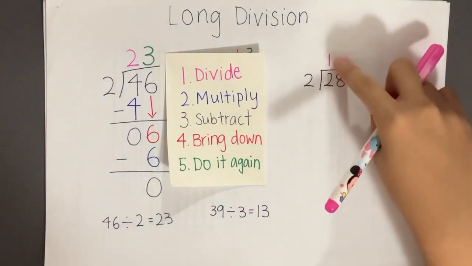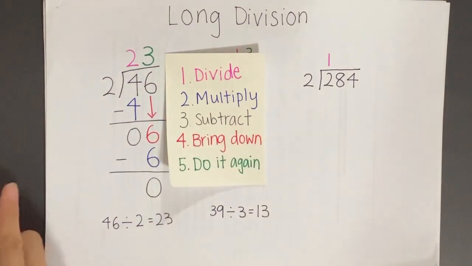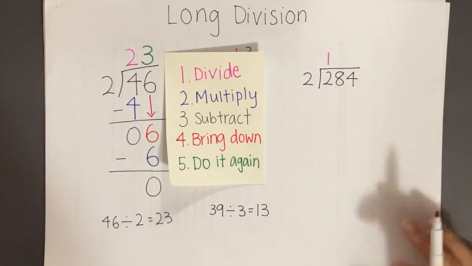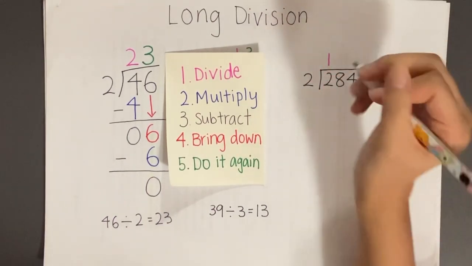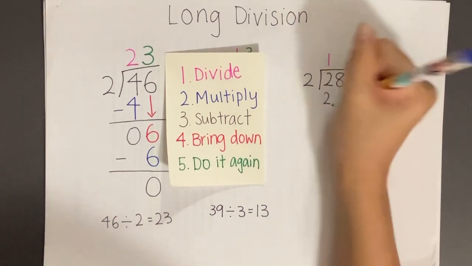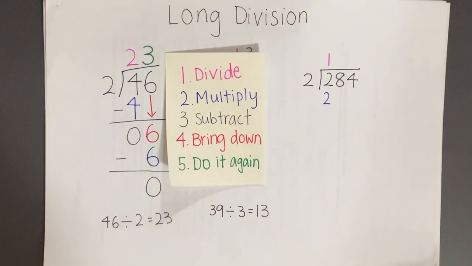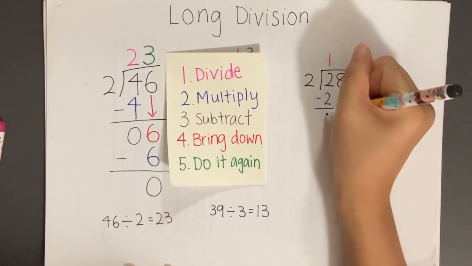And I start from the top as I'm at my first step. Second step, I need to multiply. I always multiply the numbers that are outside. 2 multiplied by 1 gives me 2. So I write my 2 below here. Next, I want to subtract. So I take 2 minus 2, which gives me 0.